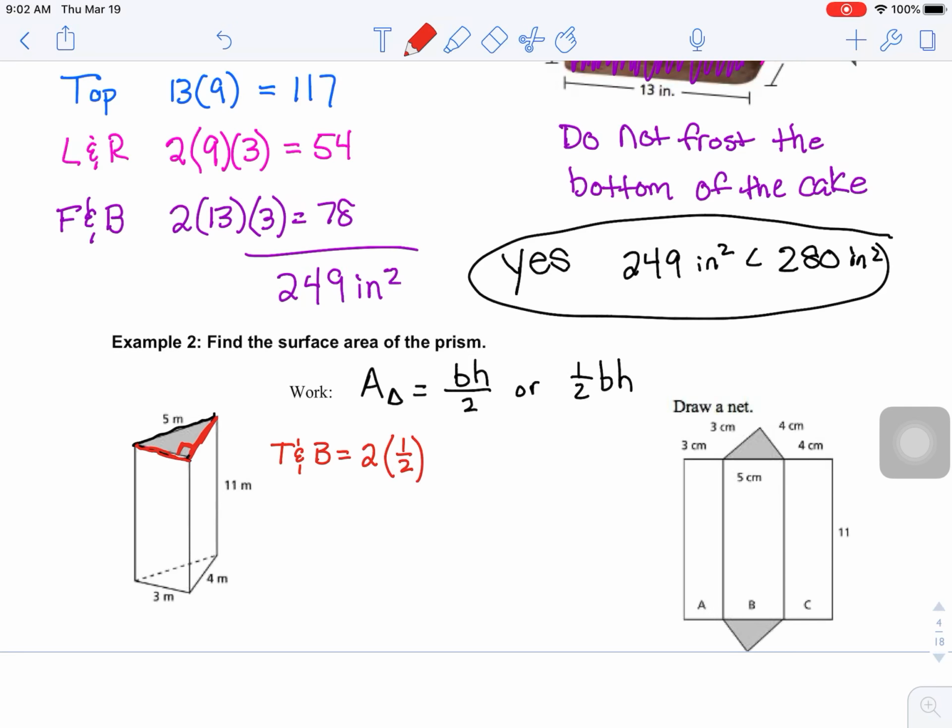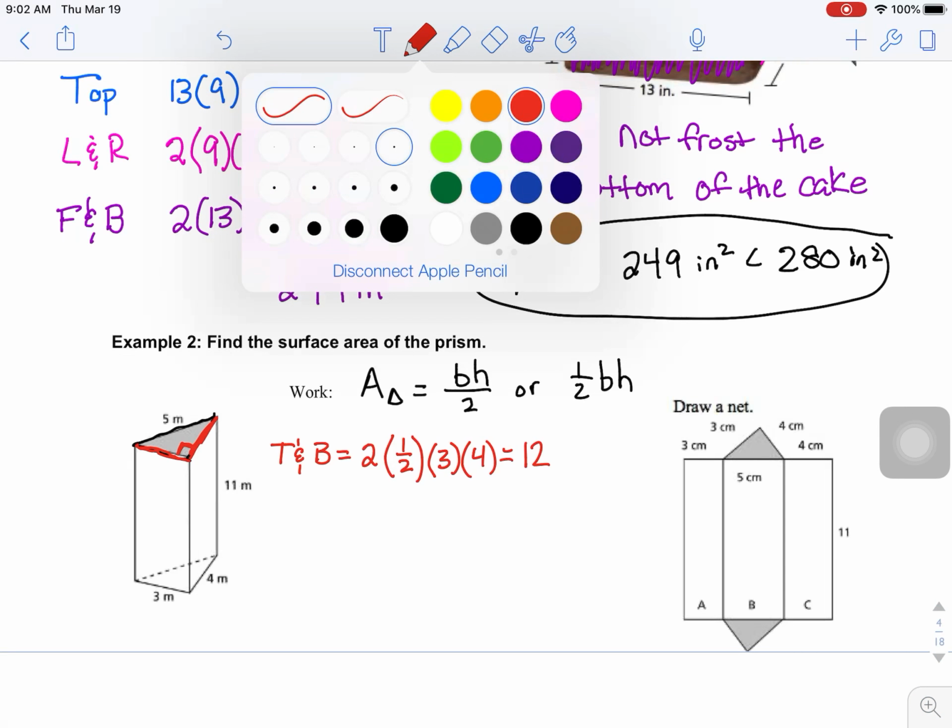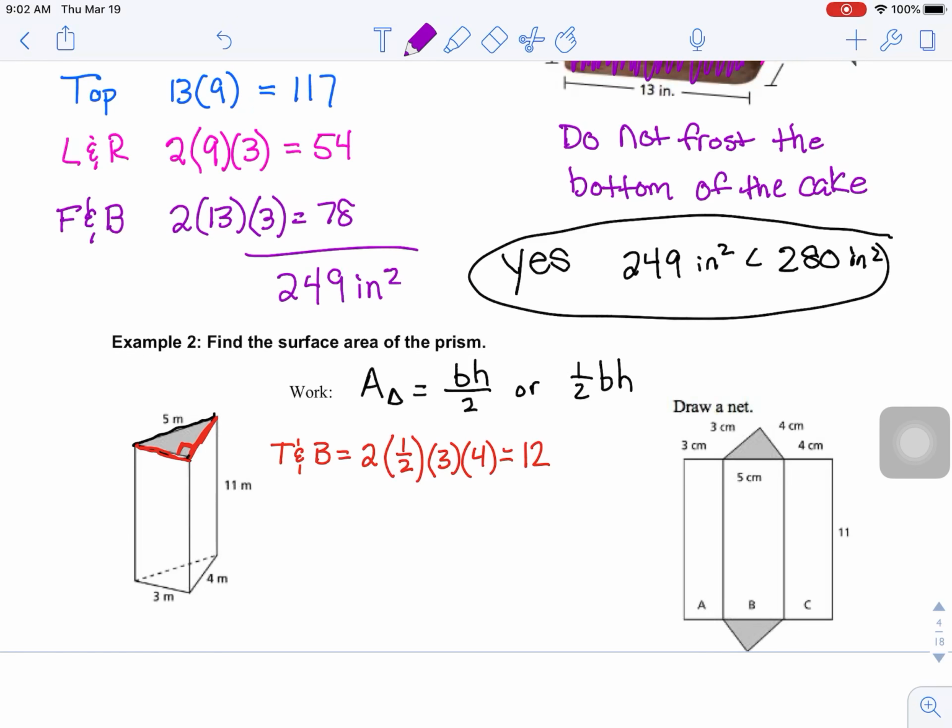So that would be this side and this side, which is 3 and 4. Okay, if I multiply that out, 2 times 1/2 is just 1, 3 times 4 gives me 12. If we look at our sides, a little bit different here. I'm just going to look at each side individually, right?